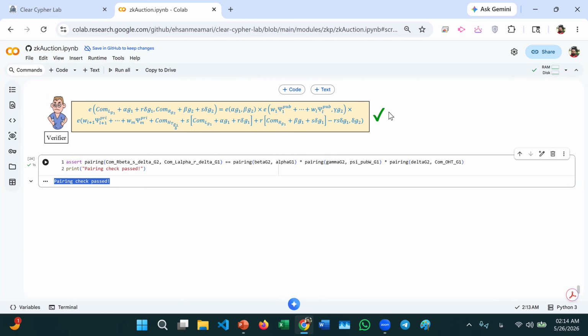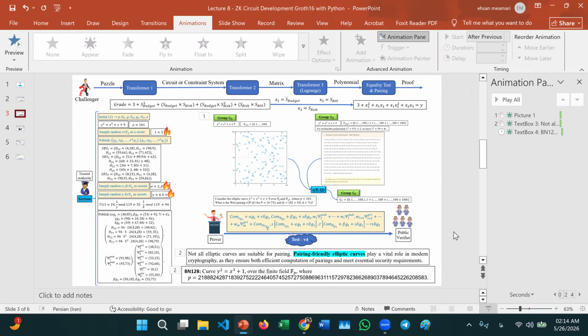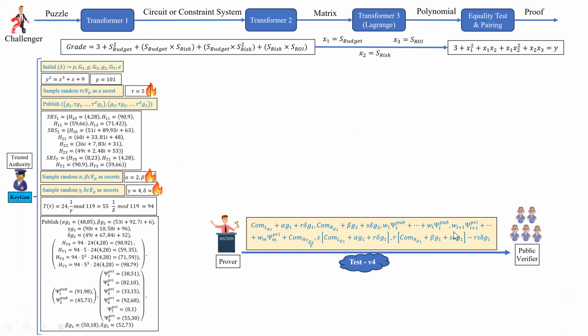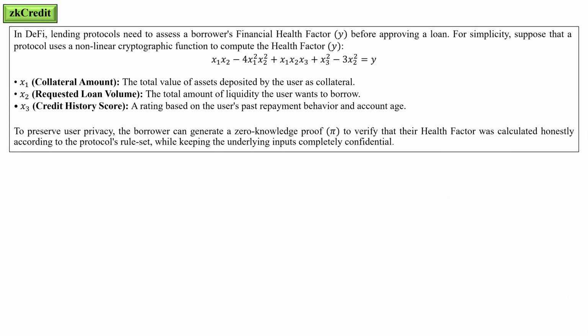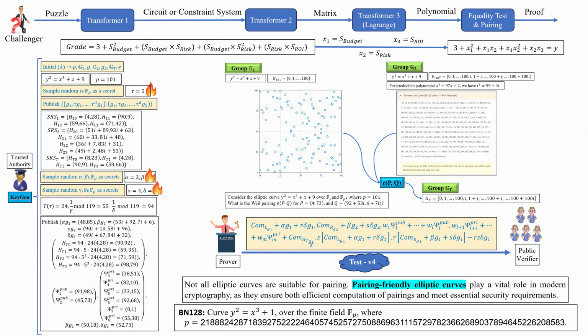Okay, so let's go back to our PowerPoint. Okay, done. We discussed the implementation, the real implementation of this scenario, the ZK auction. So the prover used the generated SRS values and then generated the real values for the commit, and then the verifier checks the correctness using the pairing.